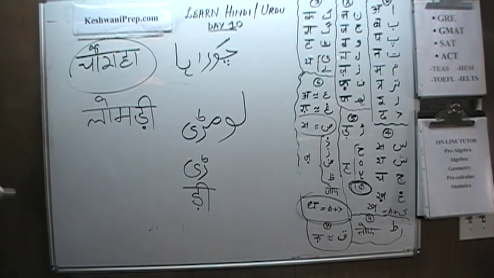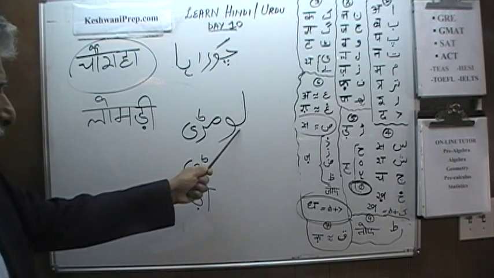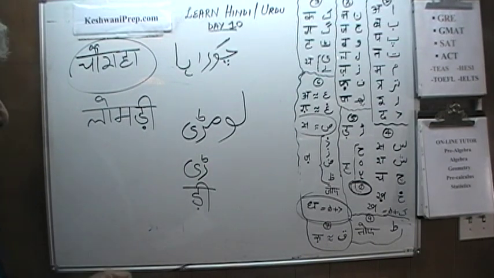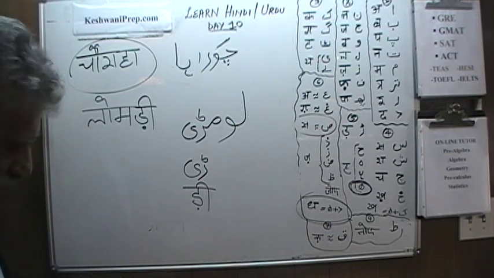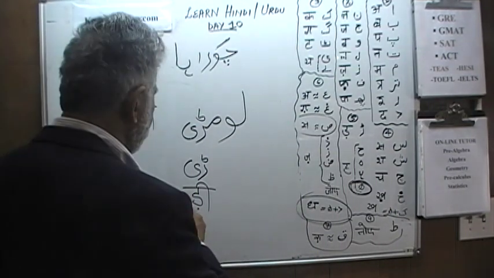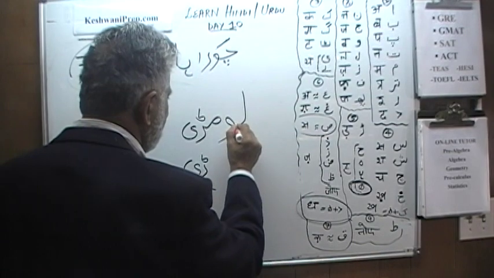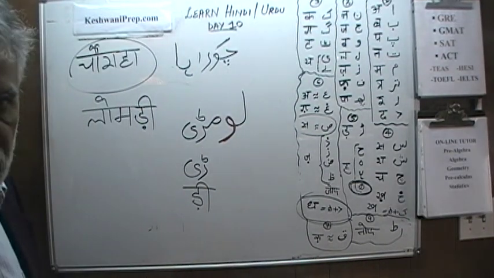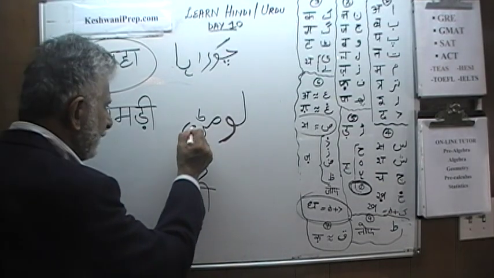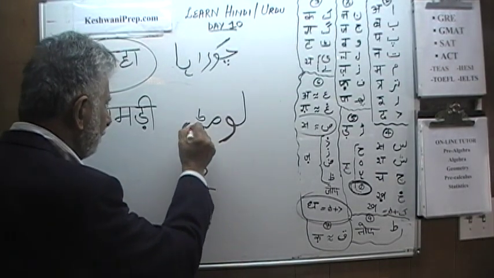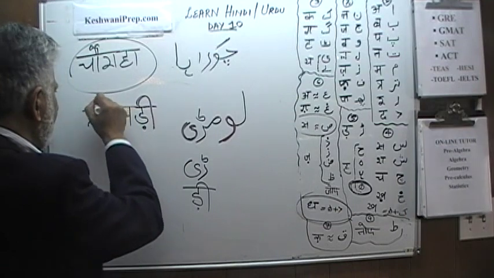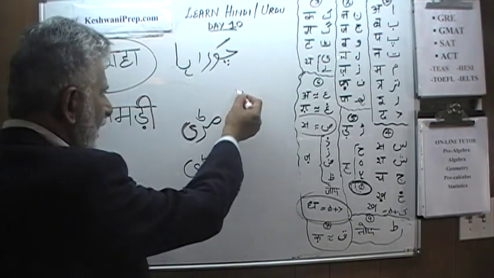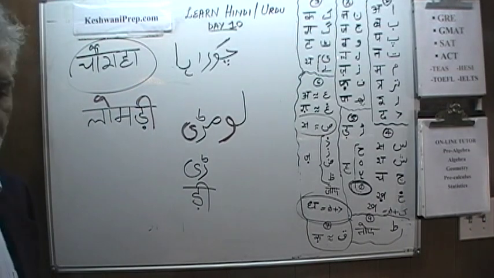Lomri. It has 2 matras. Choti o ki matra and badi e ki matra. Choti o, badi e. This part, the vowel, makes it choti o ki matra, and the badi ye makes a badi e ki matra. You see it? If we had a zabar on top of it, we'll have to put one more. It will be longer O, but it's not a longer O.